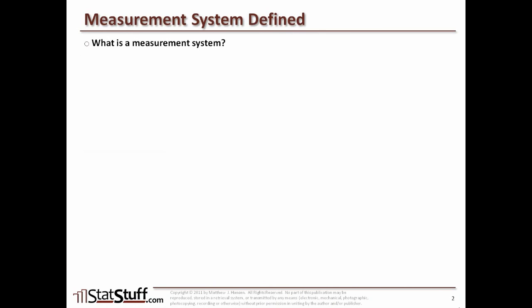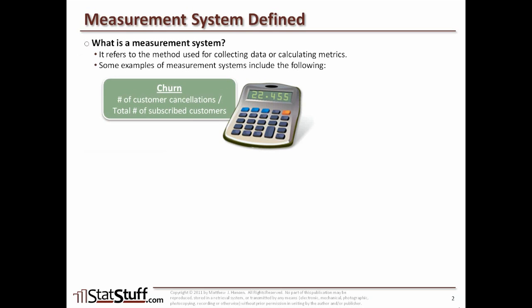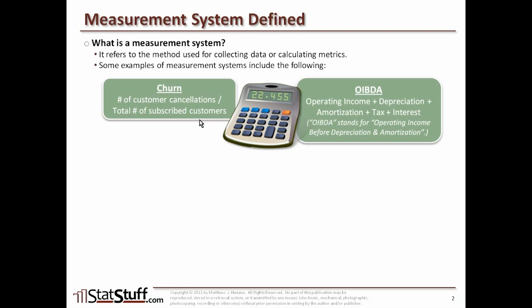A measurement system refers to the method that's used for collecting data or calculating the metrics. Here are some examples. Churn is one. If you have a subscription-based type of revenue, you can calculate it as the number of customer cancellations divided by the total number of subscribed customers. Another metric is OIBDA. There are several variations, but the common one stands for operating income before depreciation and amortization, and the calculation takes your operating income and adds depreciation, amortization, tax, and interest as well.